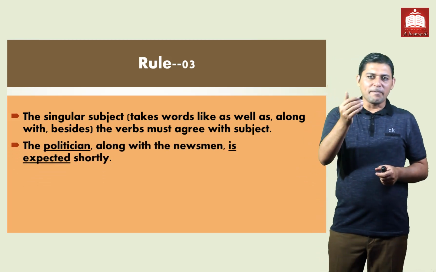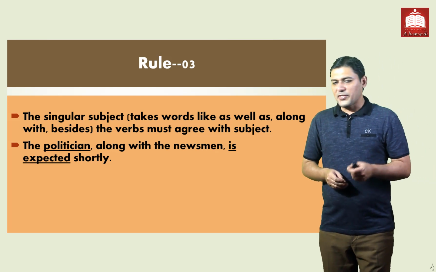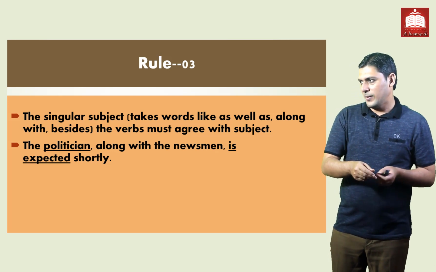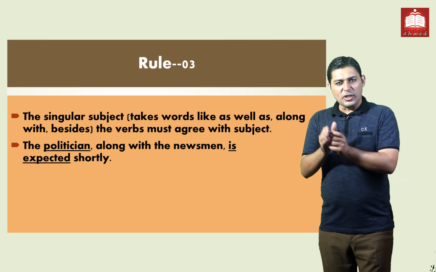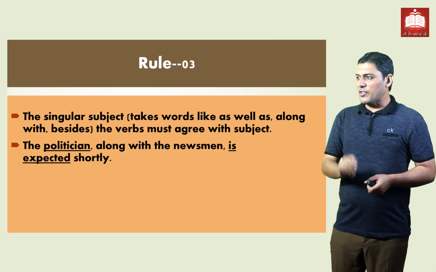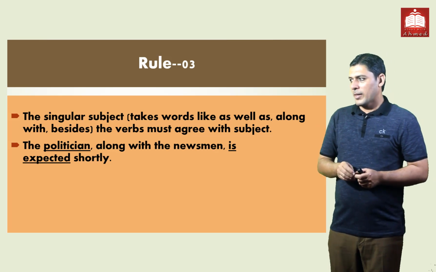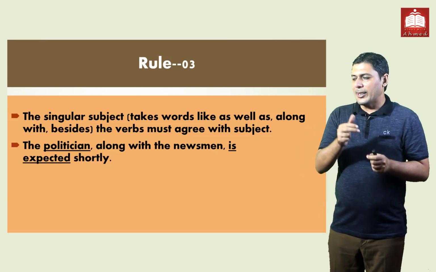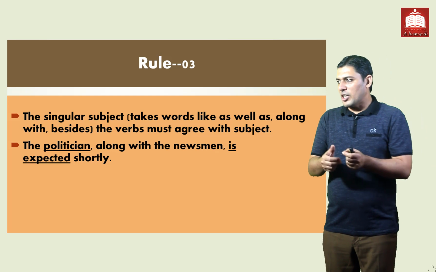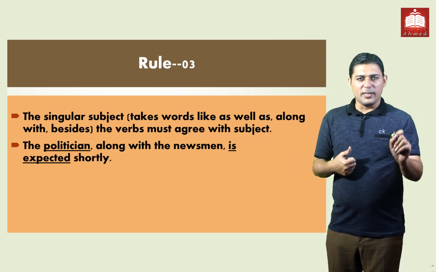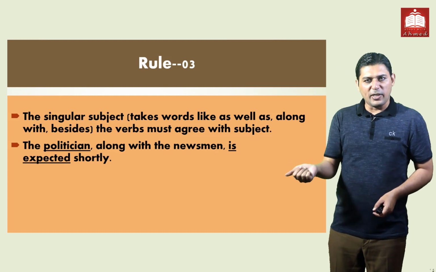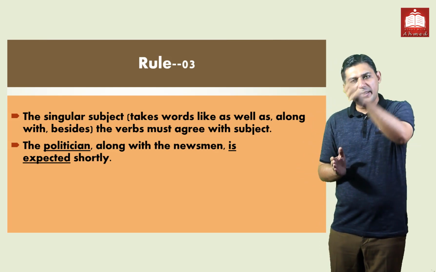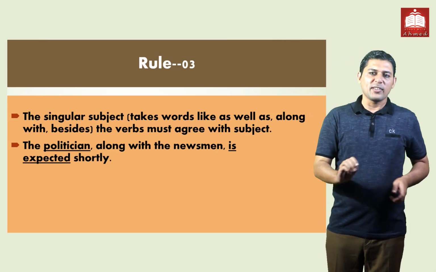Rule number 4: if we have a singular subject, and after it comes as well as, along with, or with, the subject remains singular. The politician along with the newsman is expected shortly. A politician is singular. Directly after the subject we have along with, and after that newsman is also written. So the subject here is politician, and that is a singular subject. So here we will use is. You do not have to look at newsman, right? That is linked with the phrase, linked with the subject, but the actual subject is the politician.